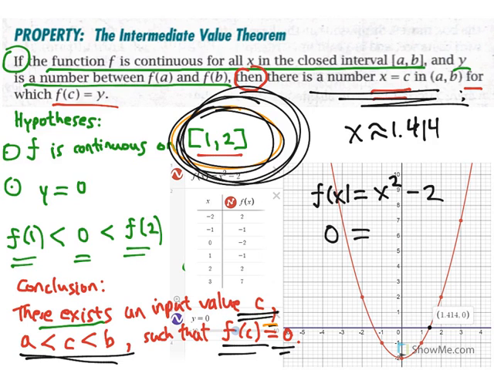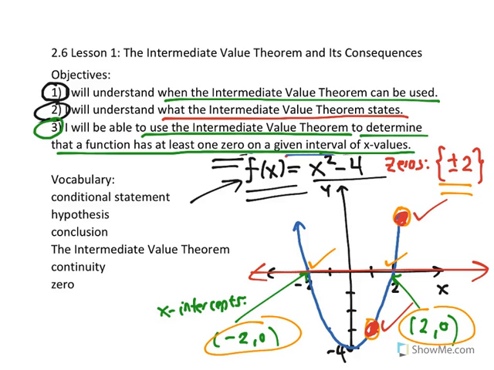To find it algebraically, you would just set the function f of x equal to 0 and solve for x. So you get x squared is equal to 2. And because you're only looking for a solution between x is equal to positive 1 and positive 2, you would just take the positive square root, and you get x is equal to the square root of 2, which is between 1 and 2. So as guaranteed by the intermediate value theorem, there is an input value between 1 and 2 for which the output will be equal to 0.